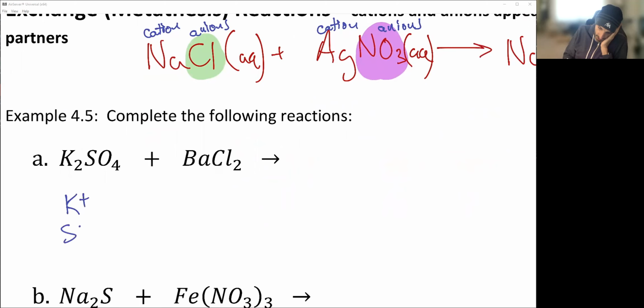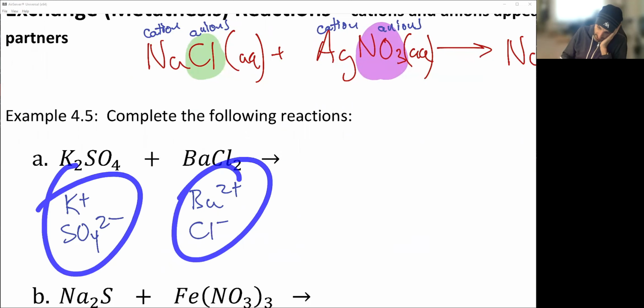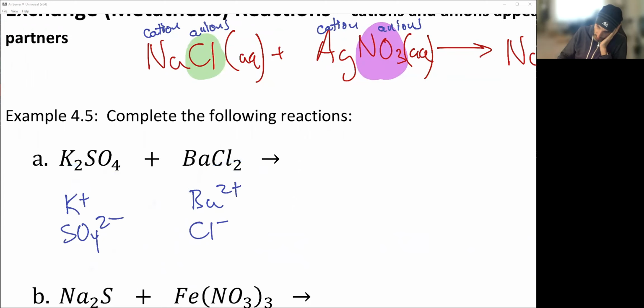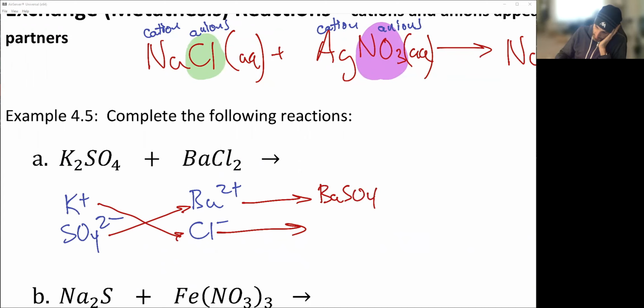K+ and SO4 2-, and I have Ba 2+ and Cl-. So remember, before, these two and these two are together, but when we combine them in the same solution, now they can seek other partners. So the barium and the sulfate are going to combine together to give me a new compound. Potassium and the chloride are going to combine together to give me a new compound. So barium sulfate becomes barium sulfate, and potassium chloride becomes potassium chloride.